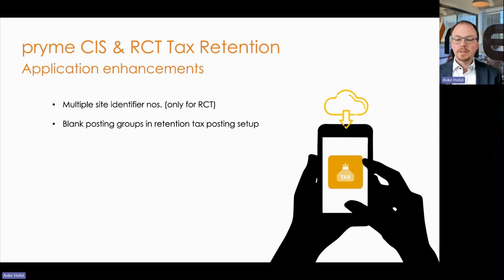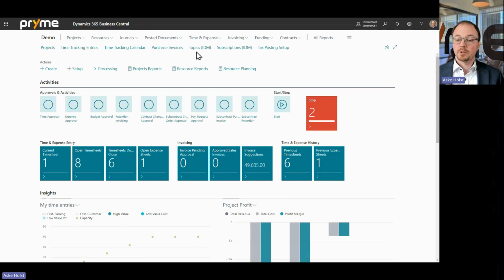Moving on to a completely different topic, our tax retention app for CIS and RCT. We're making some smaller adjustments, but something that has been asked by a number of customers. One is for the RCT, the relevant construction tax in Ireland, where you're required to put on a site identifier to identify what site work was performed on by the subcontractor. And that we now have on the purchase invoice.